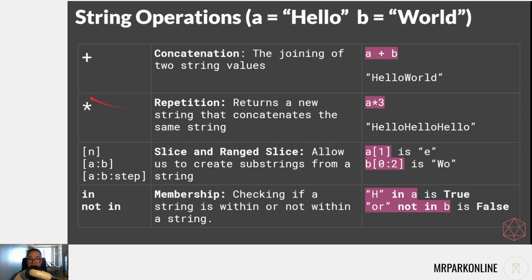There's also the repetition operator, which returns a new string that concatenates the same string over and over again that many times. So if I had A equal to hello and did A repeated by 3, it would give us hello, hello, and hello.